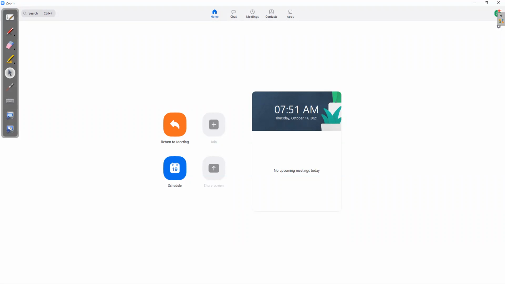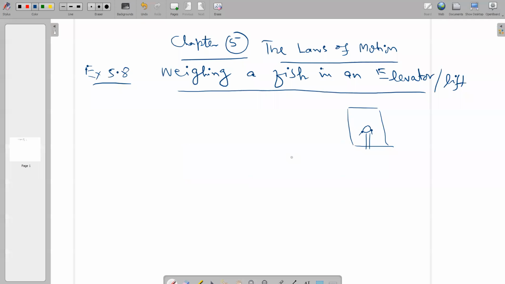So here, if we have an elevator, this is the box of the elevator lift, and some person is here. Doctor, we can't see the screen. You cannot see? Yes. Okay, just wait. Yes. Now you can see?